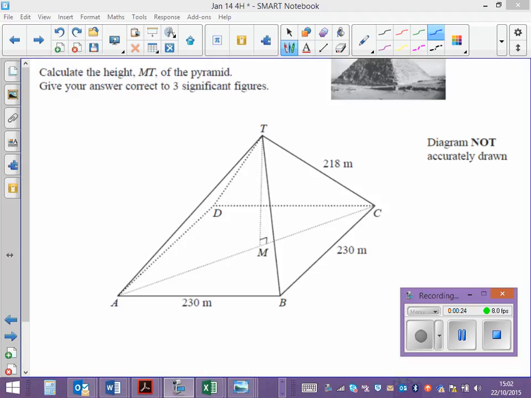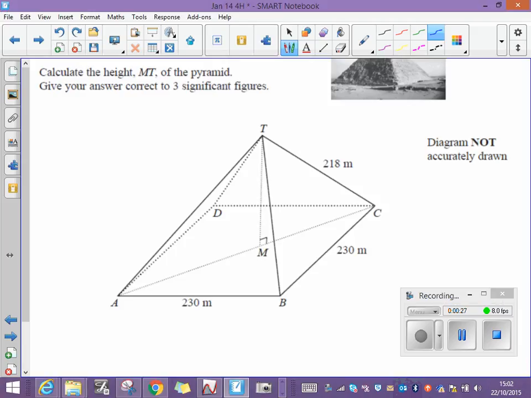All of the slant edges are 218 meters. So T to C is 218, T to B is 218. I'm going to put 218 here as well. And the question asks me to find MT, which is the height of the pyramid. So this is the distance that I want, from M to T.